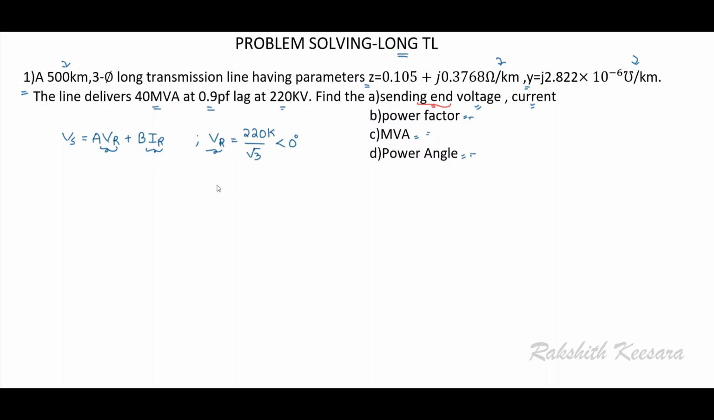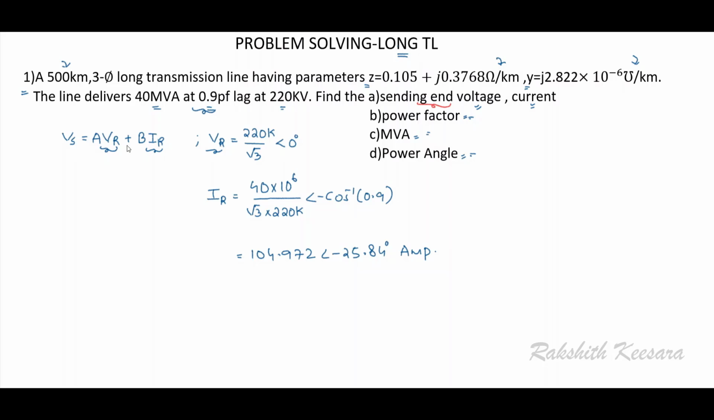Next, what is current? IR is equal to 40 MVA by root 3 into 220 kV. And since it is 0.9 power factor lagging, the angle will be minus cos inverse 0.9, right? Let us calculate this. So after calculating, for me it came out to be 104.972 at an angle minus 25.84 degree ampere.